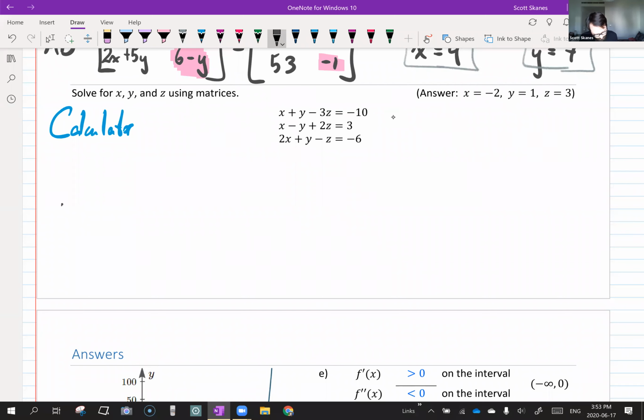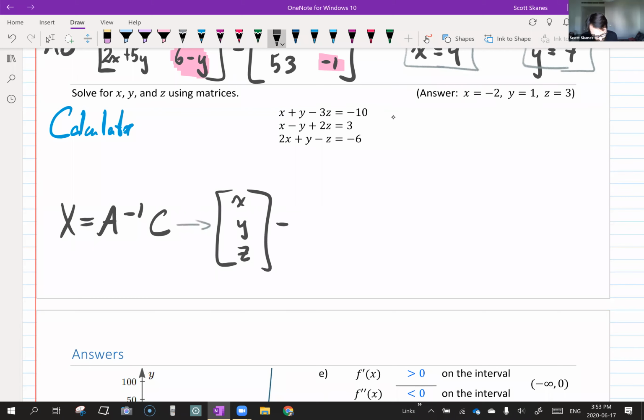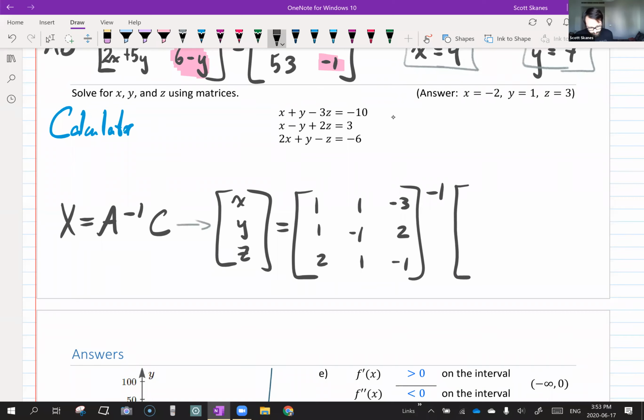Just use a calculator. So x is A inverse C. And all you need to know is what x is. Okay, x is the x, y, and z values. A is your coefficients. So it's the numbers in front of your variables. So in this case, 1, 1, 2, 1, -1 and 1, -3, 2, and -1. I would need the inverse of that. And then my C matrix is the answers on the other side, -10, 3, and -6.